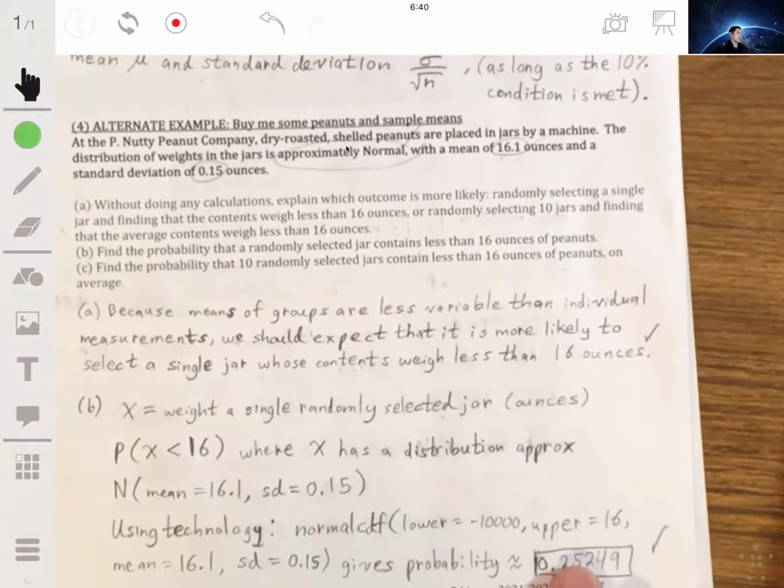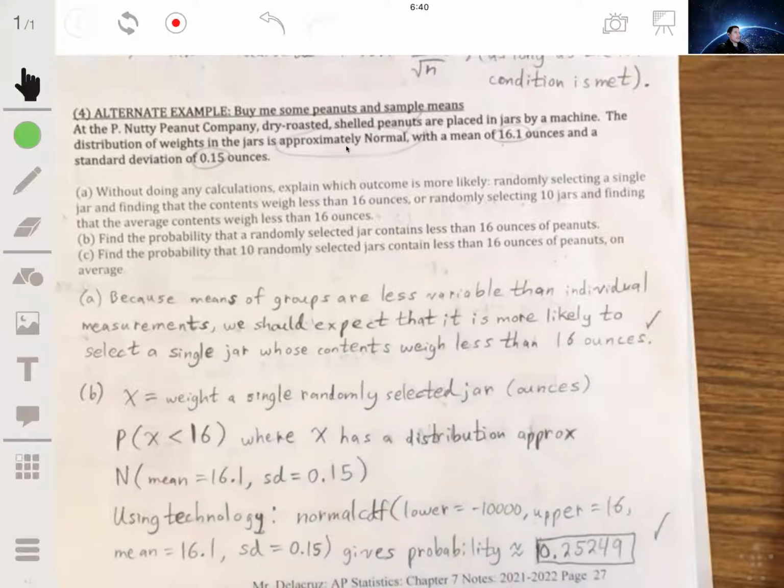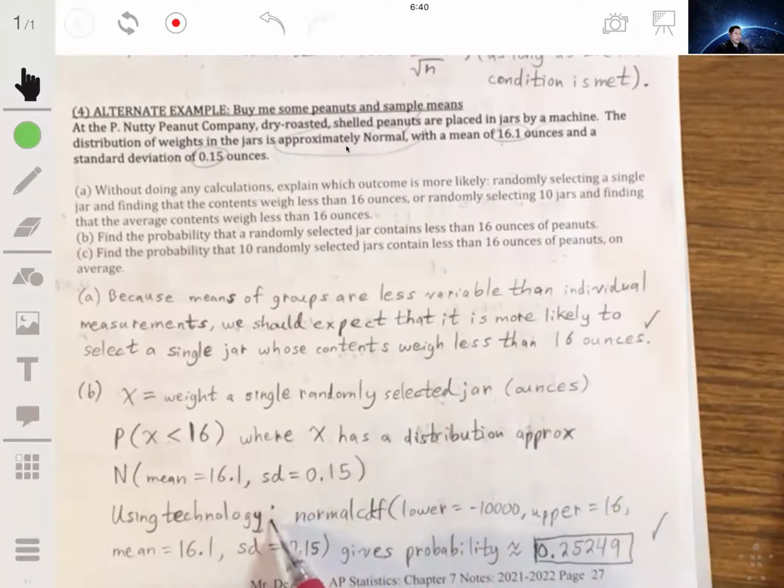Now, when you do these problems on your actual exam, make sure you write something in terms of how you got your values. The readers want to see some justification. They don't just want an answer. So this would be a good way. I usually list it: we use the command normal CDF, lower negative 10,000, upper 16, the mean is 16.1, and standard deviation of 0.15. Gives us a probability of about 0.25.